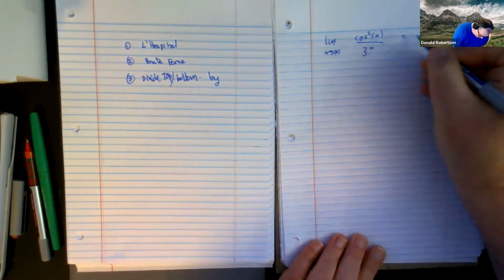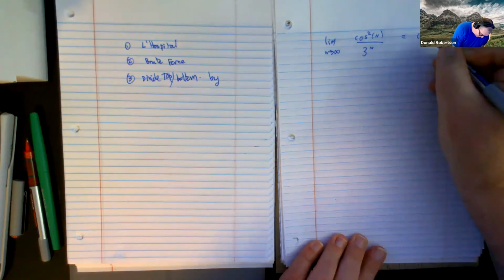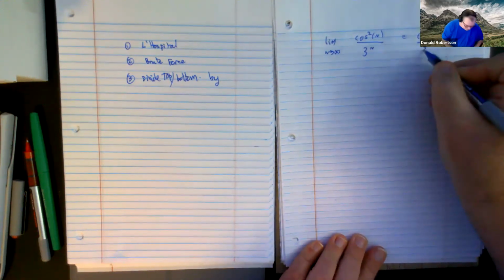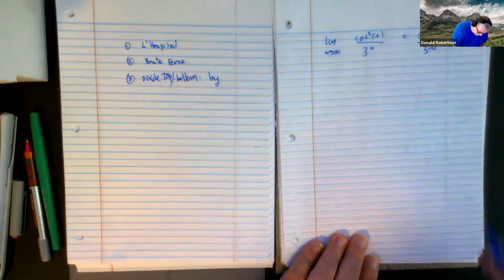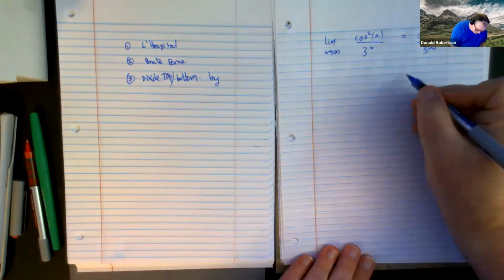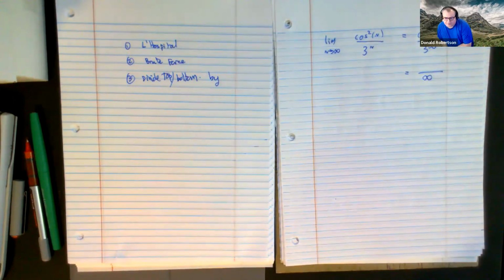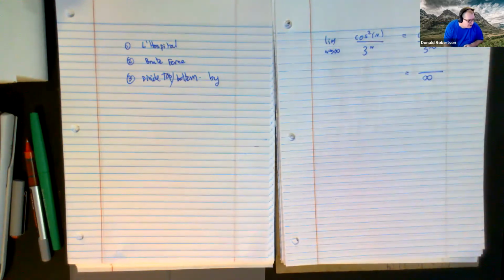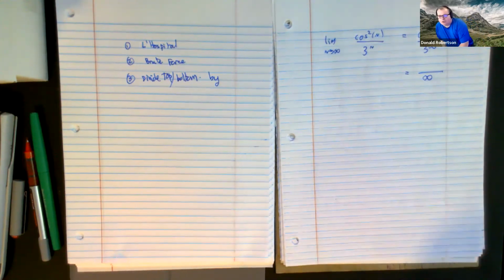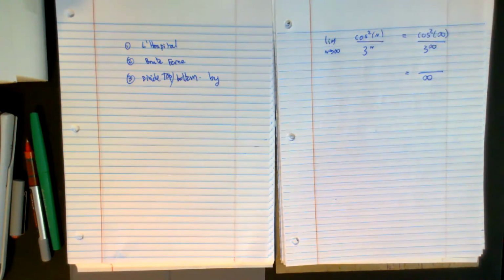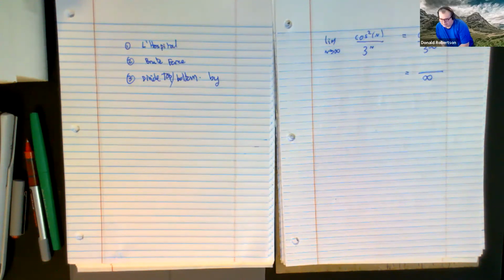Cos squared of infinity over 3 to the power of infinity, right? Let's see if I can argue this. Would you agree that 3 to the power of infinity is infinitely large? Would you agree the bottom's infinite? Now, cos squared infinity, I'm going to do a kind of pseudo, not a very mathematical argument, but I'm going to use it anyway. You don't know what the cosine of infinity is, but you also know that it's not going to be any bigger than 1. So won't cos squared not be bigger than 1?